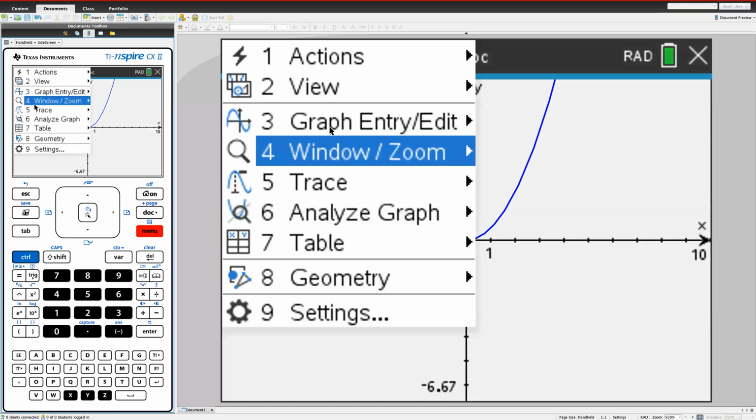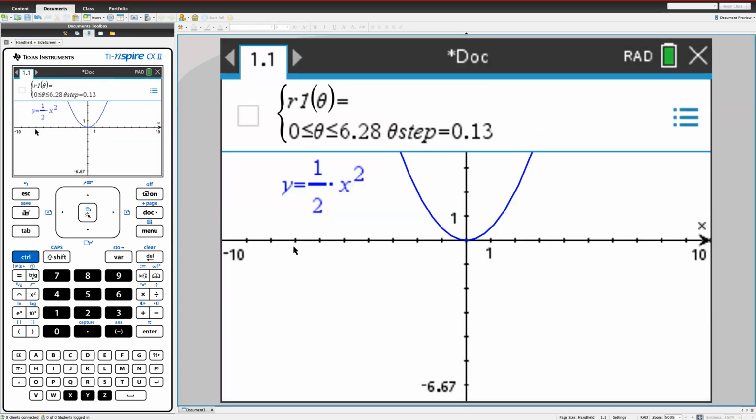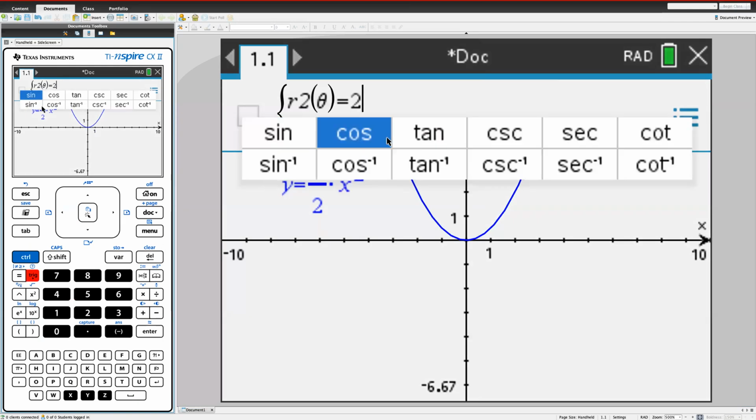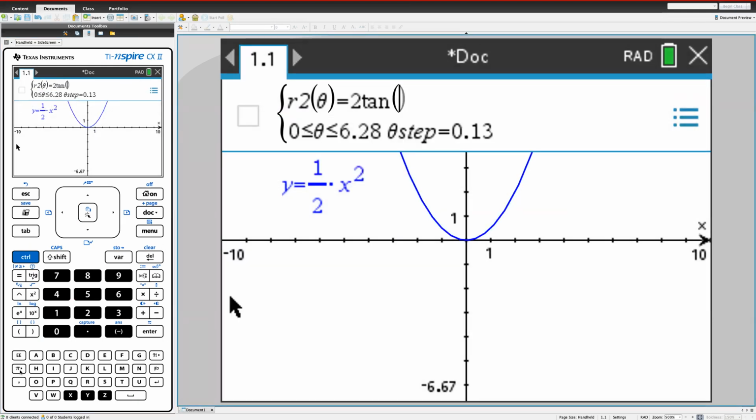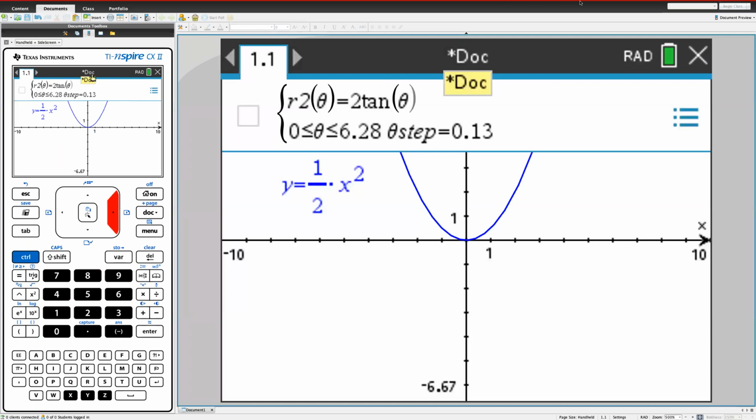And now I'll graph the other one as a polar equation. How do you do that? You go menu, graph entry. You slide down here to number 5. It says polar. I'm going to graph this. What was our equation? It was 2 tangent theta. Theta's with the pi button.